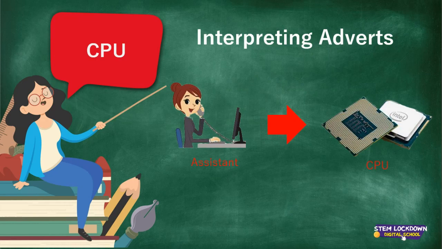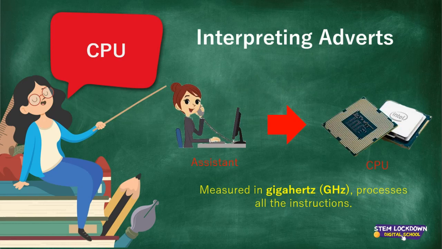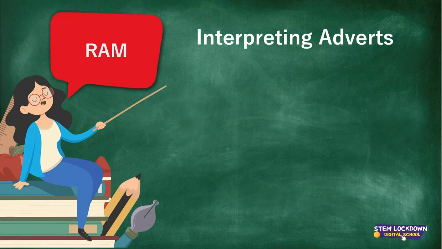So the central processing unit is the most important thing, right? The central processing unit is measured in gigahertz, right? And its job is to process instructions. So when you get to an advert, these are the things that you should actually look at. The one that is measured in gigahertz, that's the first thing, all right? Then let's look at the RAM. The RAM is like a desk in an office, right?